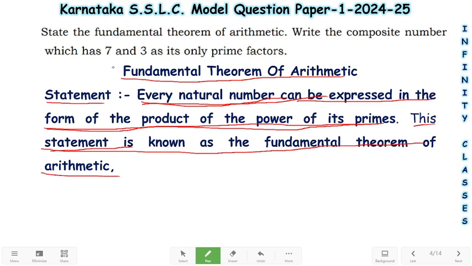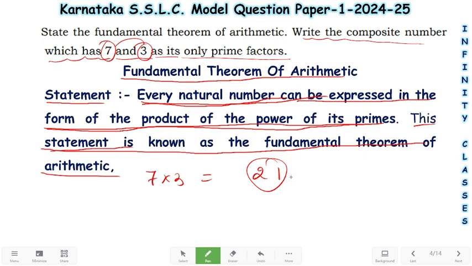And here one more question continues. Write the composite number which has 7 and 3 as its only prime factors. 7 is a prime number, 3 is also a prime number. Multiply 7 into 3, you will get 21. 21 is the composite number here. It has 3 and 7 as its prime factors. 3 7s are 21. So 21 is the answer here. 21 is the composite number.